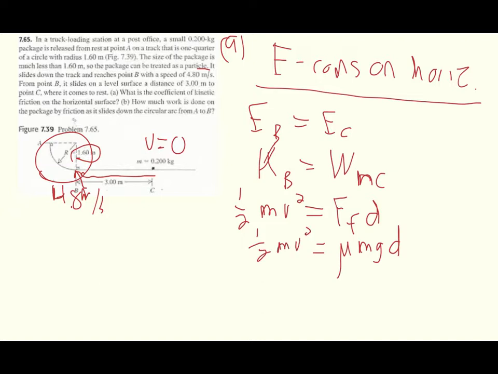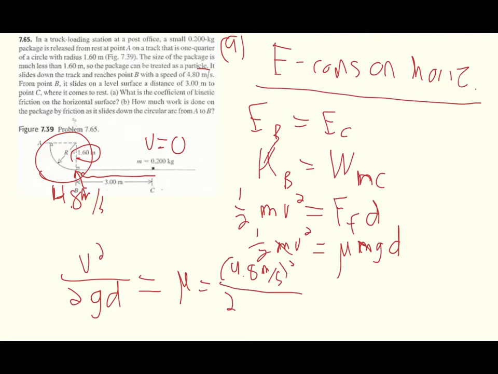Okay. Well, it works out nicely. The masses divide out. I'm going to move all this stuff over toward the left side of the screen, so that mu is by itself. So I'm going to have basically v squared over 2gd giving me the coefficient of friction. So it's going to be 4.8 meters per second quantity squared over 2 times 9.8 meters per second squared times 3 meters, because that's how far it goes along there.